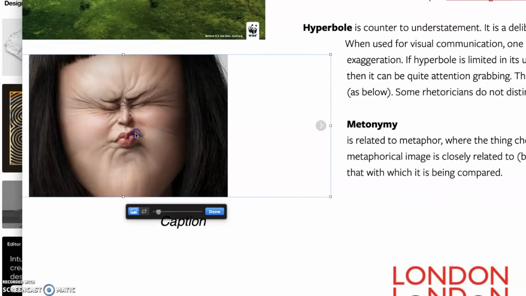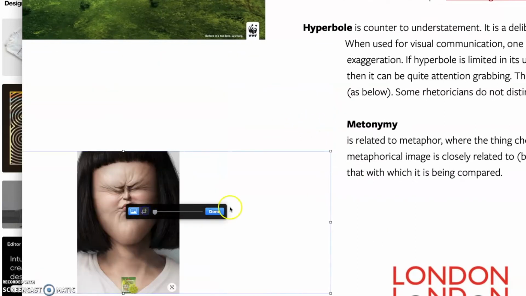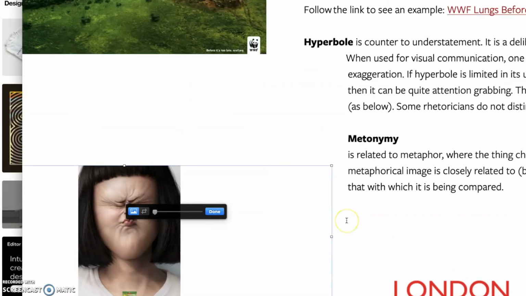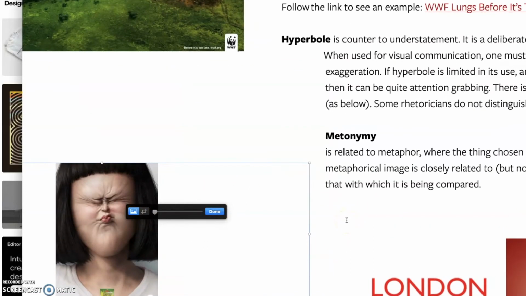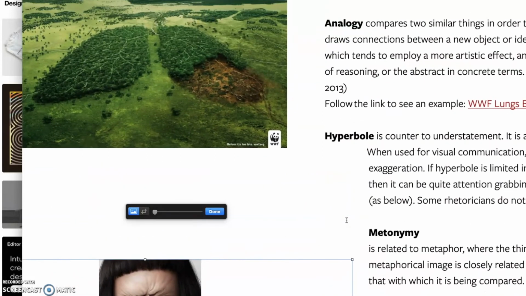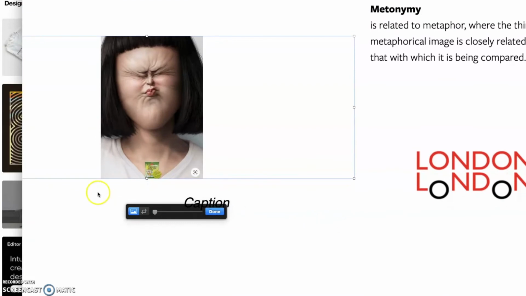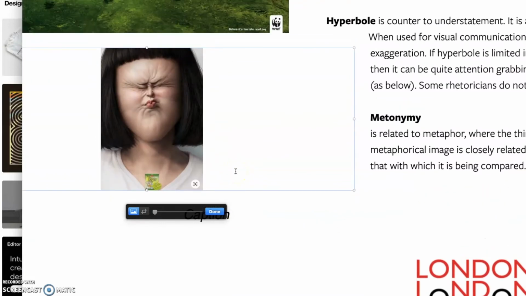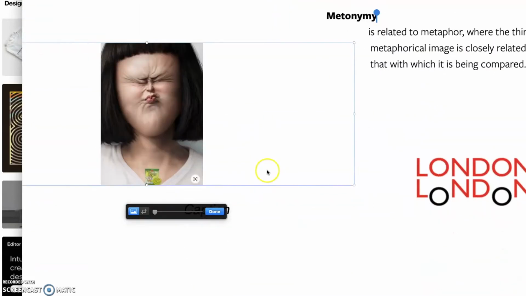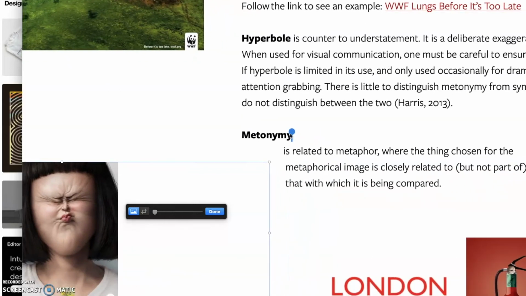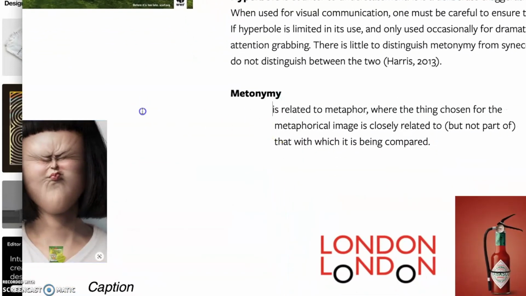So an ad for really sour candies, right? The hyperbole is how sour the candy is, and how that distorts this person's face, right? So that's hyperbole. Now the last one is metonymy.